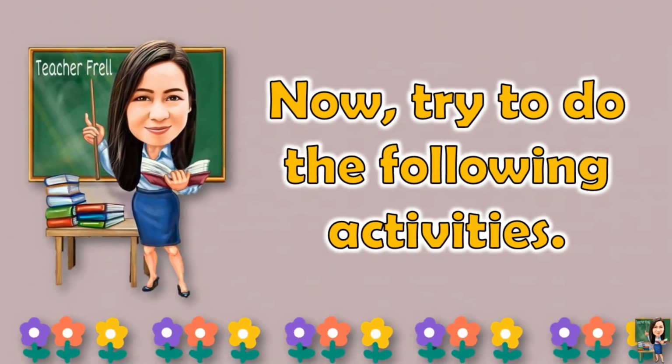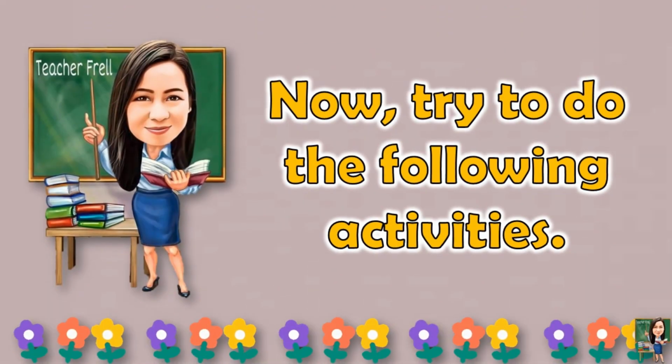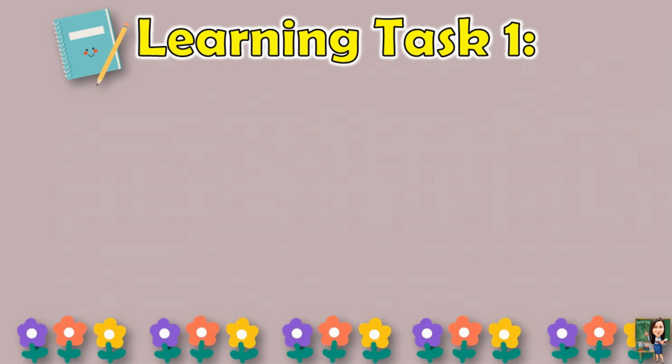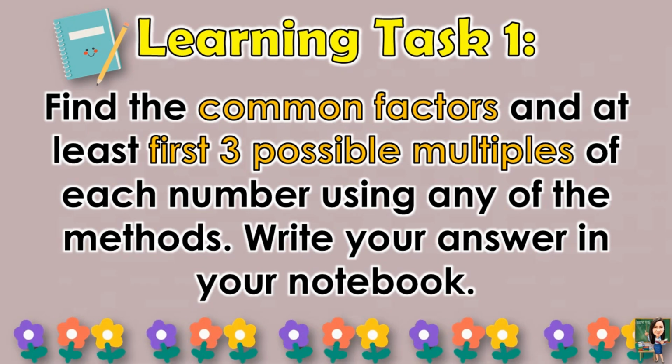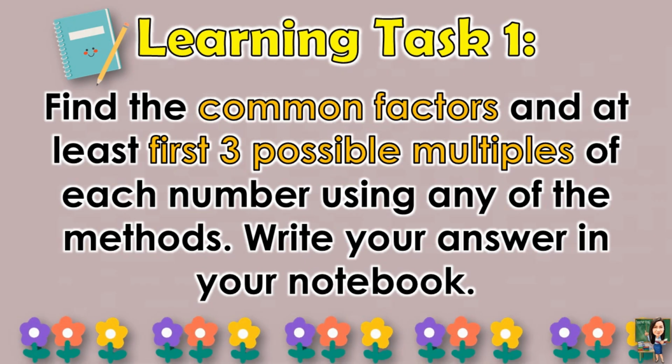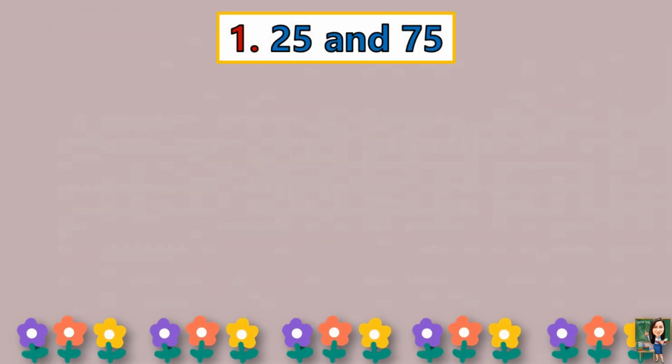Now, try to do the following activities. Learning Task 1. Find the common factors and at least the first 3 possible multiples of each number using any of the methods. Write your answer in your notebook. Number 1. 25 and 75. We will do the method 1, listing method.